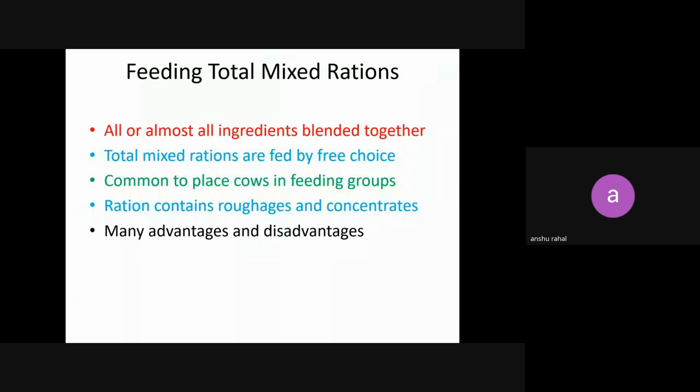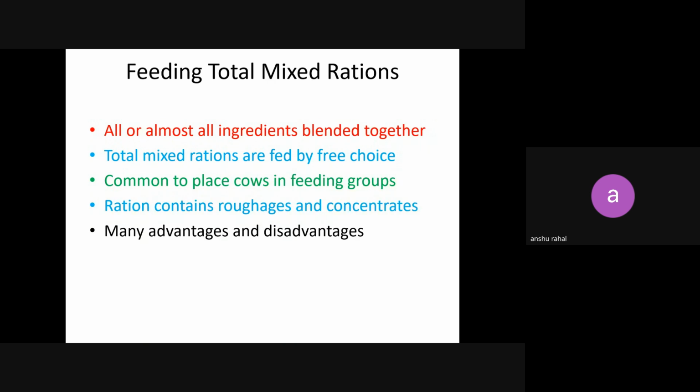Then the total mixed ration. You know that if you are going for feeding of concentrates separately and roughages, then usually there is a trend that when we are going for milking of the animals, first we go for feeding of the roughages, and during the lactation, when we are going for milking, then we feed some concentrates in front of the animal so that the animal can get engaged in eating and you can take the milk out from the udder.